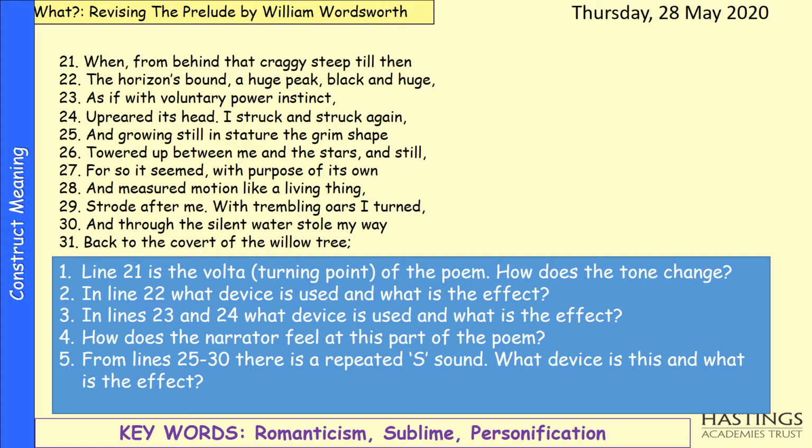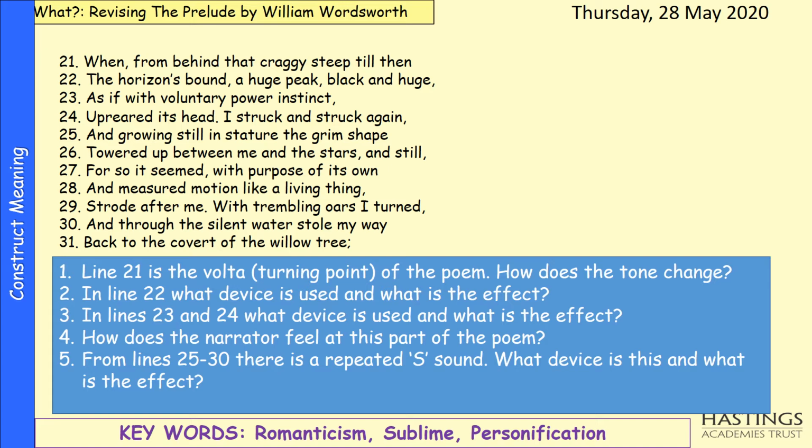Then line 5, from lines 25 to 30, there is a repeated S sound. What device is this and what is the effect? If we have a look at lines 25 to 30, quite a lot of it, I'll just pick out a few key phrases. We've got, it grew still in stature, towered up between me and the stars, still for so it seemed. We've got, it strode after me, and he turned back through the silent water, stole my way. So a lot of S sounds in there.